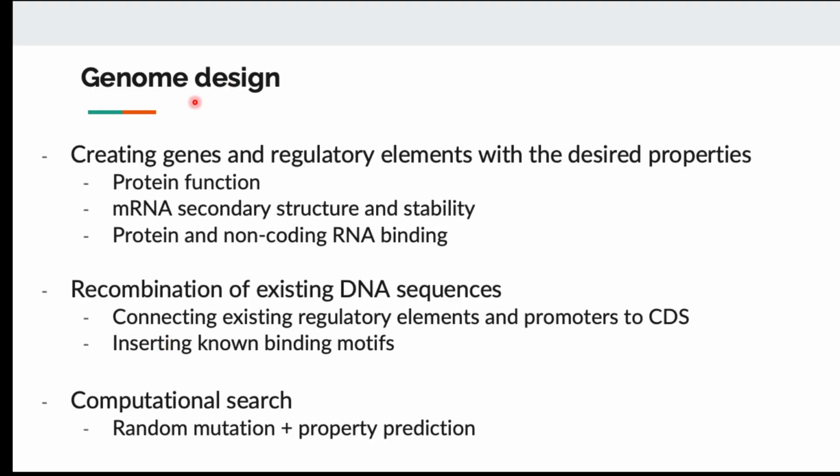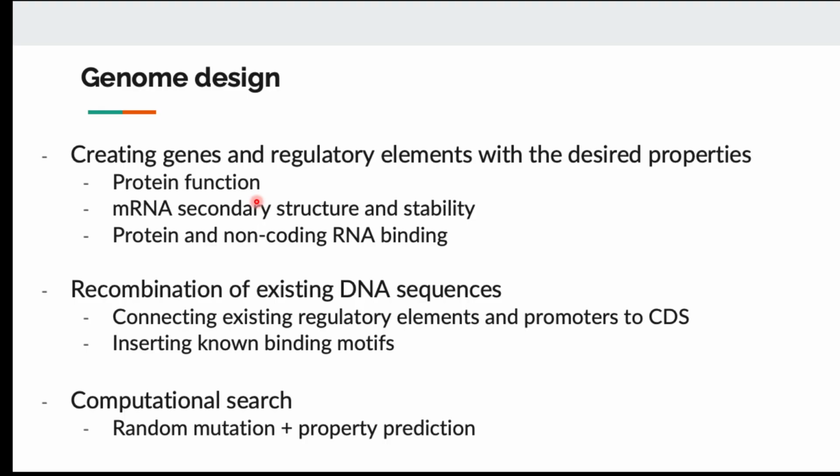The idea of designing the genome is you want to create genes or create regulatory elements that have certain properties. For a gene, you might want it to encode a certain protein with certain function. With genes, you might want to have a certain messenger RNA secondary structure or stability, which in turn affects the expression level. For a regulatory element, you might want it to have a binding site for a certain protein, or you want it to be complementary to certain non-coding RNA, so that you can use those non-coding RNAs or those proteins to regulate your gene. So this requires some knowledge.